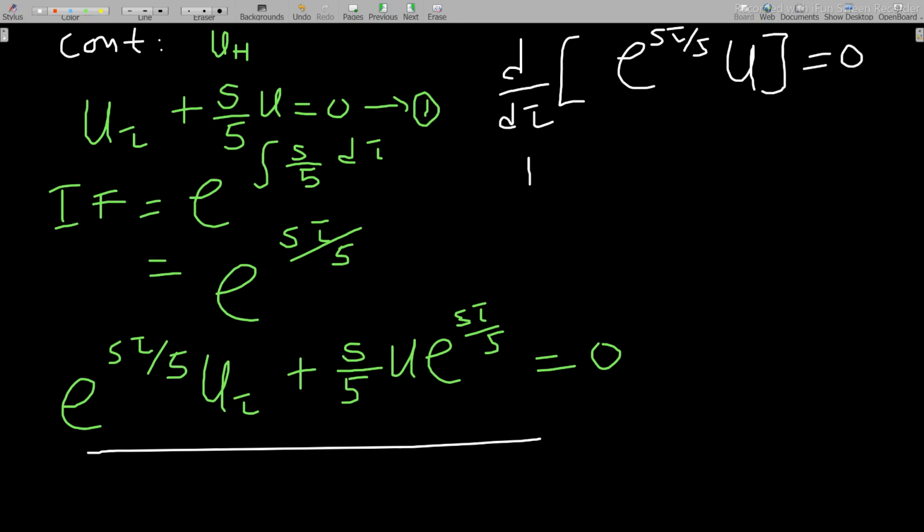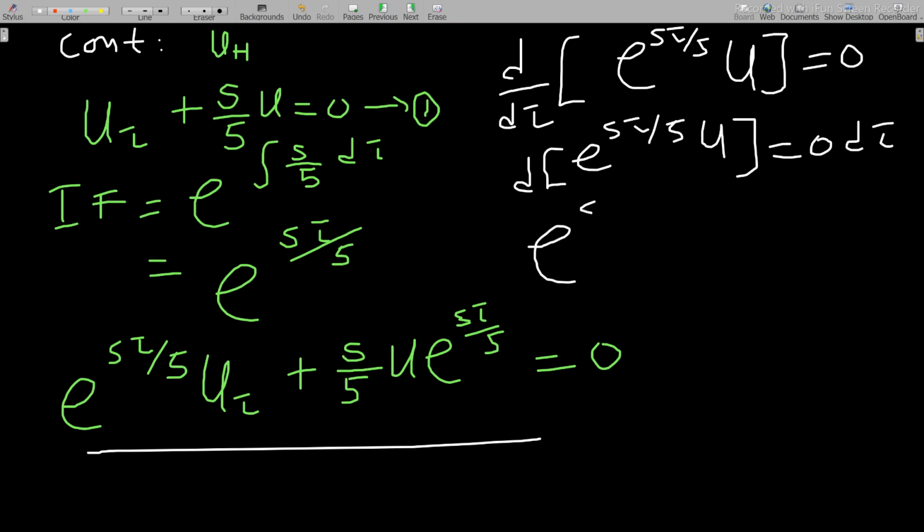Now if you differentiate this, you get back this equation. So I have d of e to the s tau over 5 u should be equal to 0 d tau. Now the reason why I didn't multiply the 0 to the d tau is we are just coming to integrate 0 with respect to tau, and you should get something. So I have e to the s tau all over 5 u should be equal to, I integrate 0 with respect to tau, I get a constant, but this constant is in terms of s, I'm calling it capital F of s.